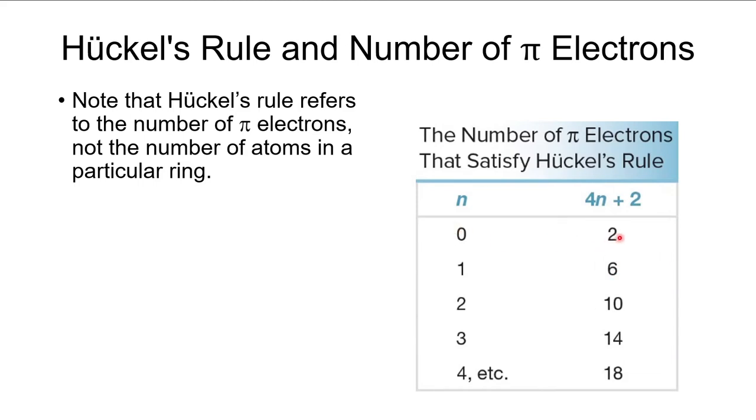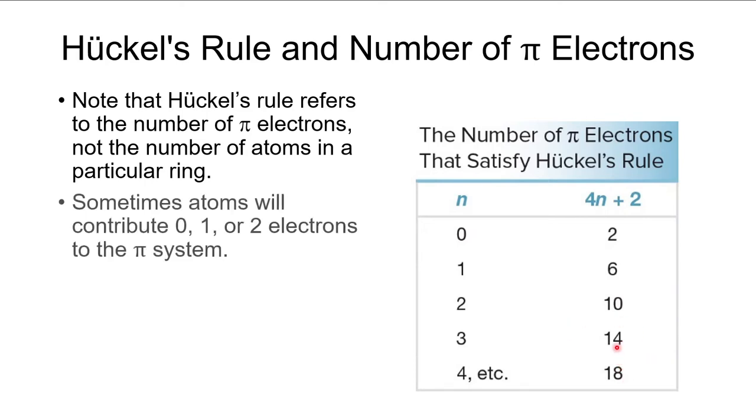So if N is equal to 0, we can have 2 pi electrons. That can be aromatic. If N is equal to 1, 6. If N is equal to 2, 10 pi electrons. 14, 18. We could do 22, 26, 30. When we get past that, we get into some kind of weird territory there. But we'll say 4N plus 2, it goes out quite a bit. Sometimes we're going to find that the atom contributes more than one electron, or it can even contribute 0 electrons. So some atoms will contribute no electrons, some will contribute 1, like carbon, and some will contribute 2 electrons to the pi system. We will see examples of that shortly.